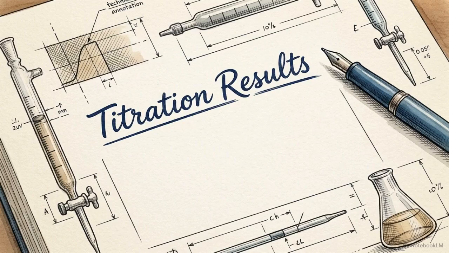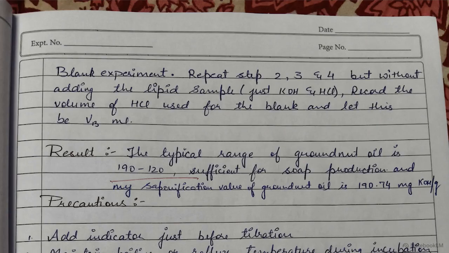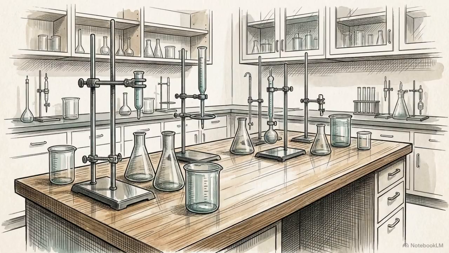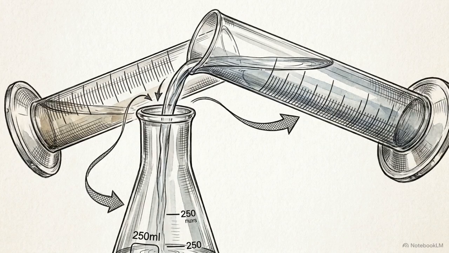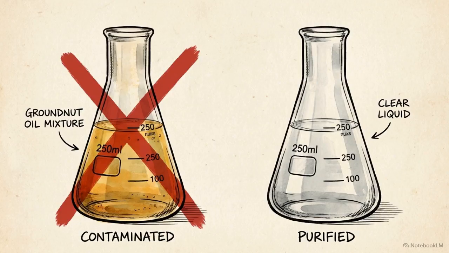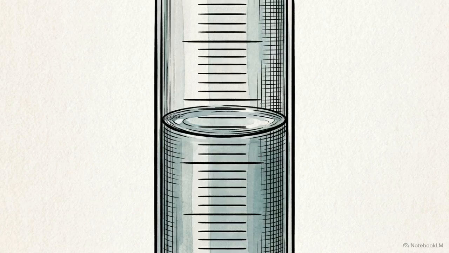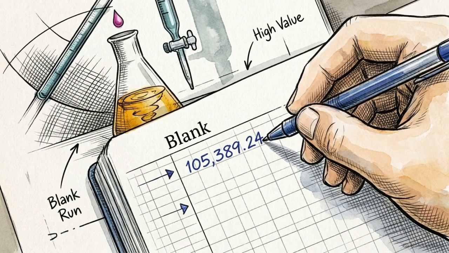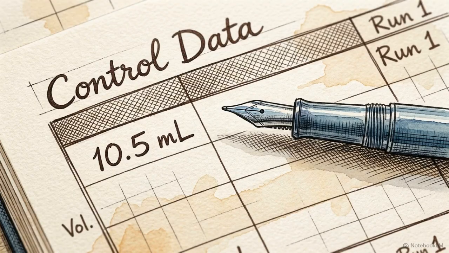We label this value VS for volume of sample. To make sense of that number, our journal notes specify we must run a blank experiment to act as a control baseline. For the blank, we repeat the process. We measure the alcoholic KOH, attach the condenser, boil it, and titrate it. The only difference is that we completely omit the groundnut oil sample. Titrate this control flask to the same endpoint and record the total volume of acid used. This is your VB, or volume of blank.